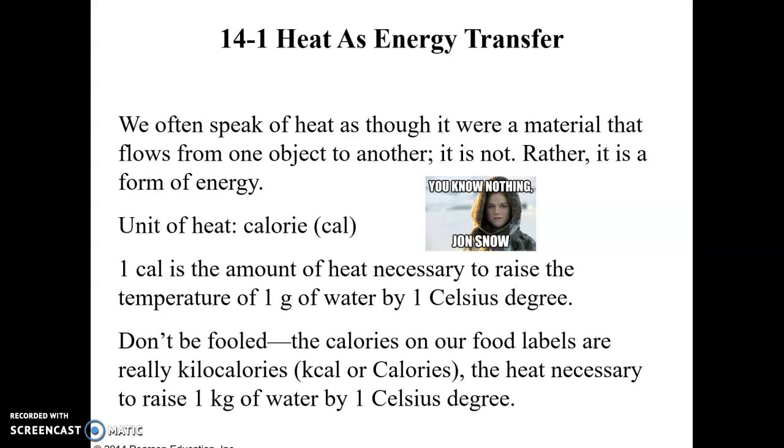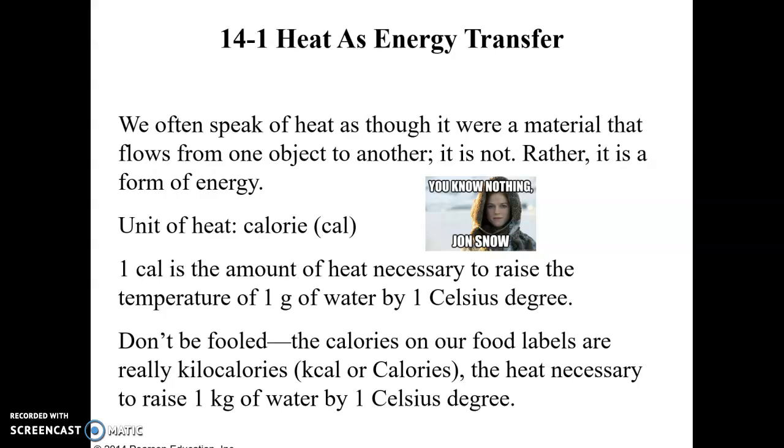Heat is a form of energy, and that energy can flow from one molecule to the next, from one material to the next, but the materials themselves remain in place. We're going to introduce here a new unit of heat called the calorie, which you've probably heard of before because calories are used to describe the amount of energy found in our food. But we'll talk about that here in just a little bit.